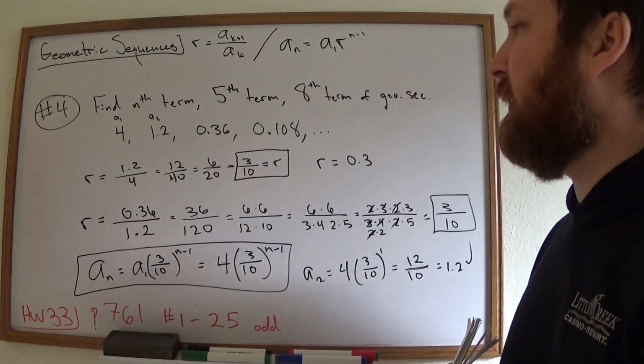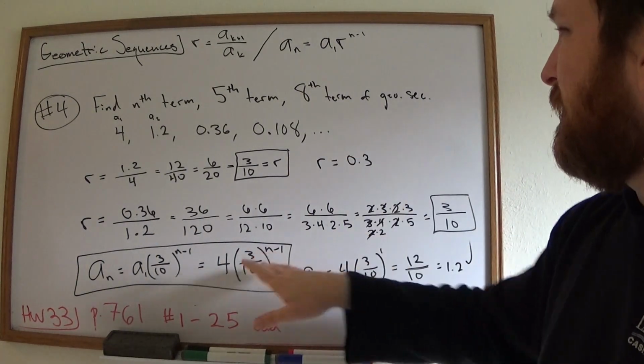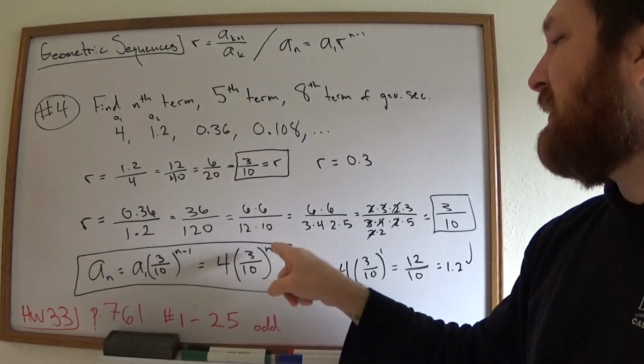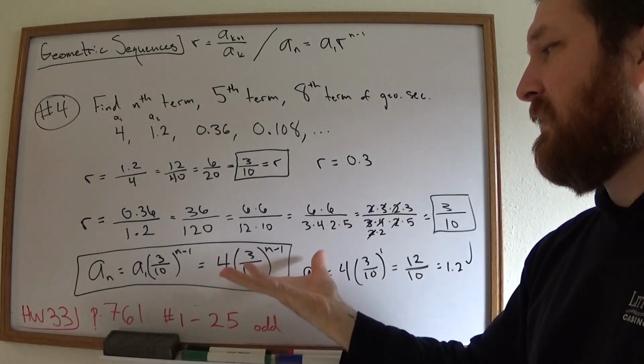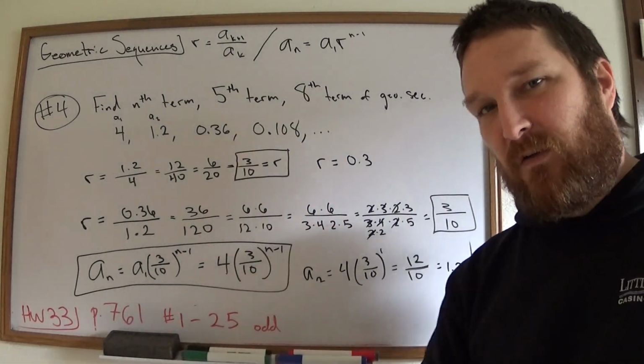I feel good about that. We could do that again to check that one and so on and so forth. But we found the nth term. So that means you could get the 5th term and the 8th term very easily by plugging in a 5, plugging in an 8. You're good to go.